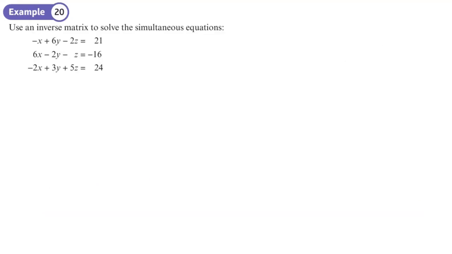So this question is saying use an inverse matrix to solve the simultaneous equations. So we're not going to solve the simultaneous equations using our calculator or do it manually. We're going to use matrices. So the first thing we're going to do is to write all the coefficients in a 3 by 3 matrix. So that's -1, 6, -2, 6, -2, -1, -2, -2, 3, 5. Okay, 2 looks a bit like a Z, so I'll just change that a bit, and the same with the other 2 there.